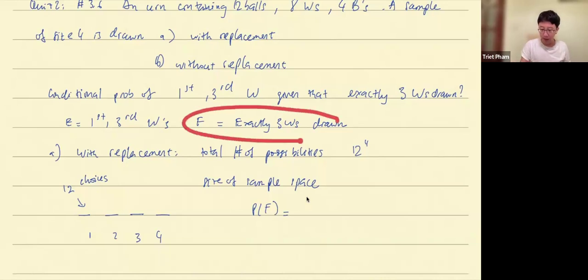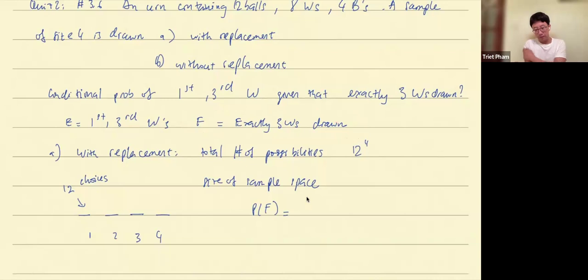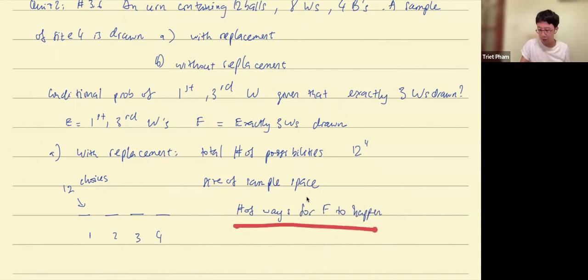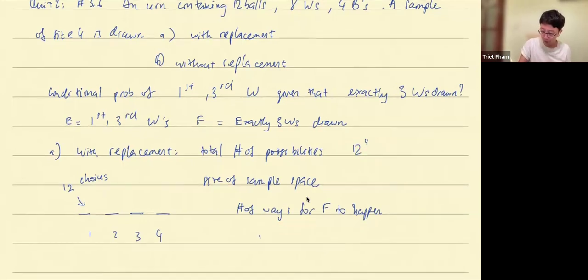What's the probability of exactly 3 white balls drawn? Oh, sorry. Let's not even look at P of F yet. Let's look at the number of ways for F to happen. The reason is P of F is whatever this number is divided by 12 to the fourth. That's the denominator. So we just look at the number of ways for F to happen. What would that be?